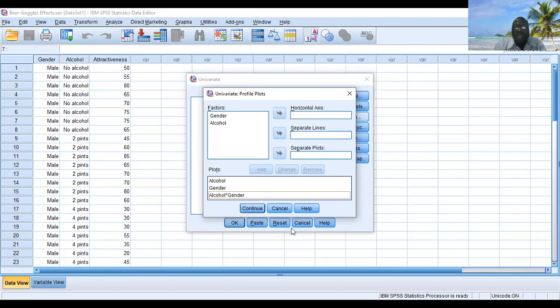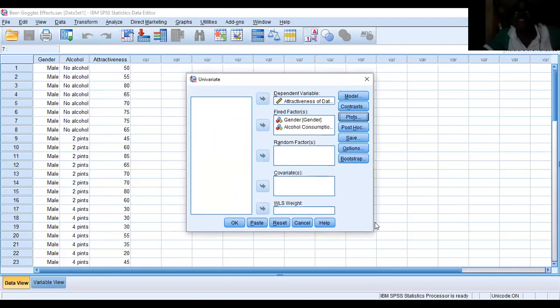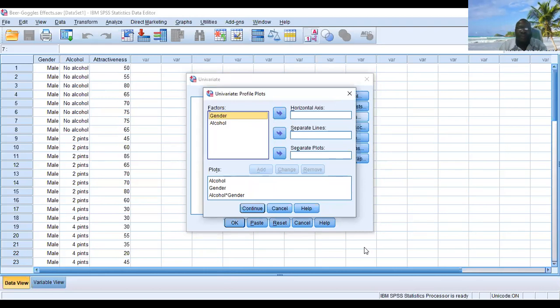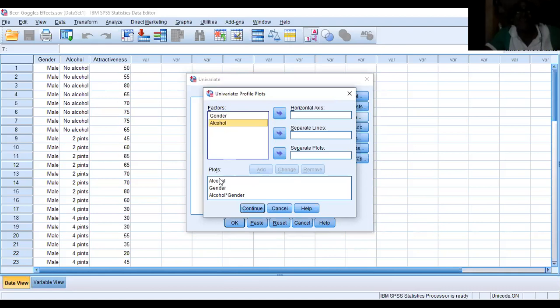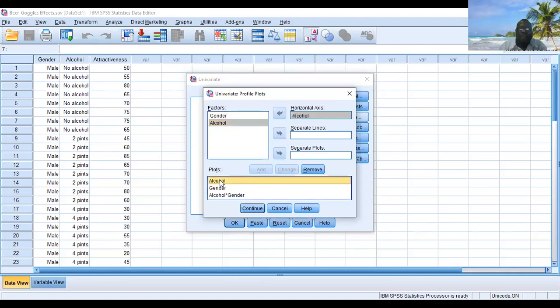Continue. I want to see where you change the type of plot. Click on that plot again. I don't want a line graph because by default it's a line graph. We go to bar chart. Click on that alcohol, the first alcohol, and click okay. Under the plot, click on it.